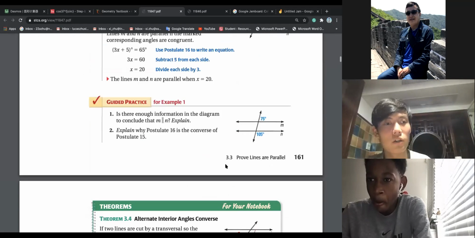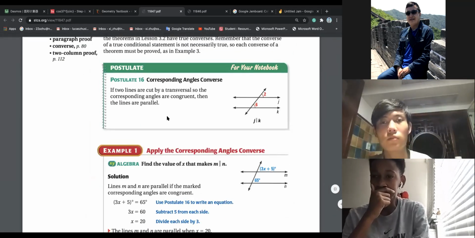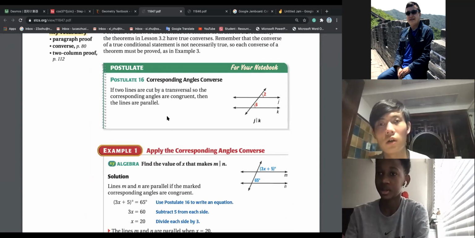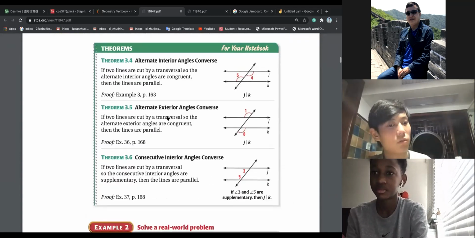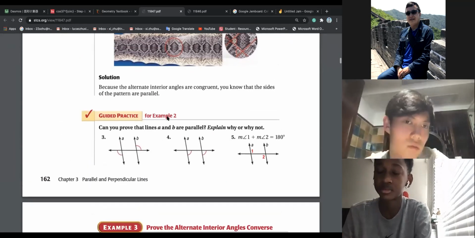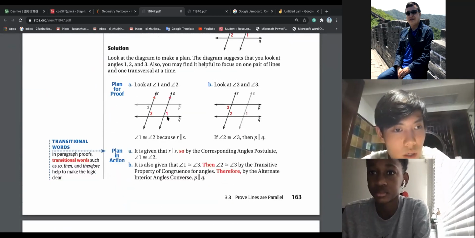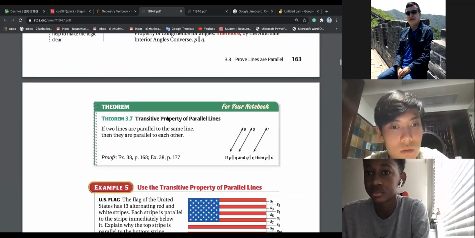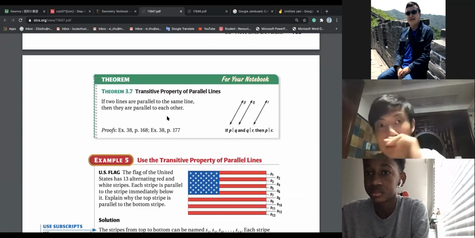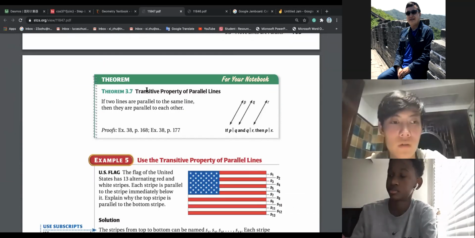Okay. Just take a picture of this postulate. And also, did you take a picture? Yeah, I took them already. What about this one? Yeah. Okay. Let's try transitive property. Okay, also this one. Take a picture of this one.